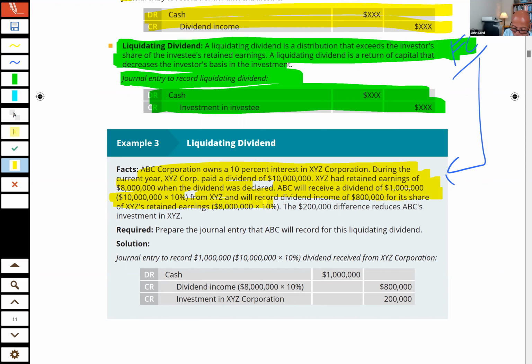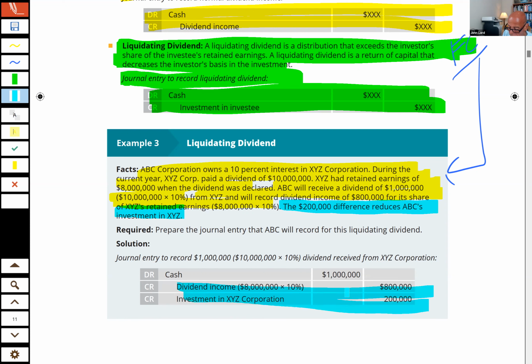The amount that was distributed as a dividend in excess of the retained earnings, well, that's going to be treated as though it was a return of the investment. So we literally would credit the investment account. Of course, we have to debit the cash for the full 1 million. And the 800,000 is what gets reported as the dividend income on the income statement. They call that a liquidating dividend.